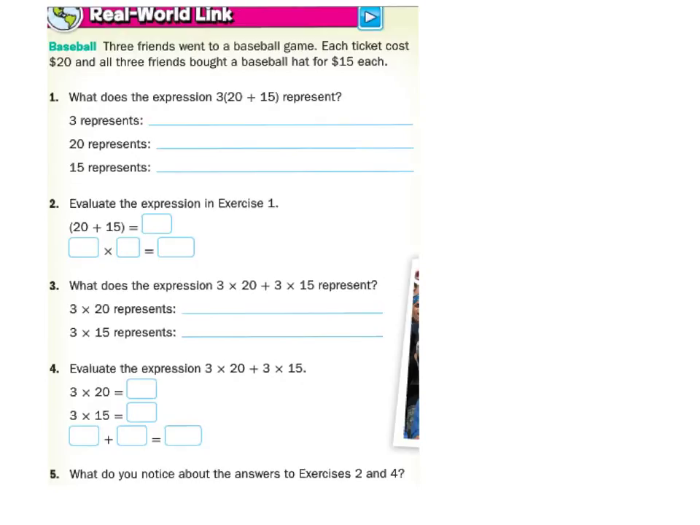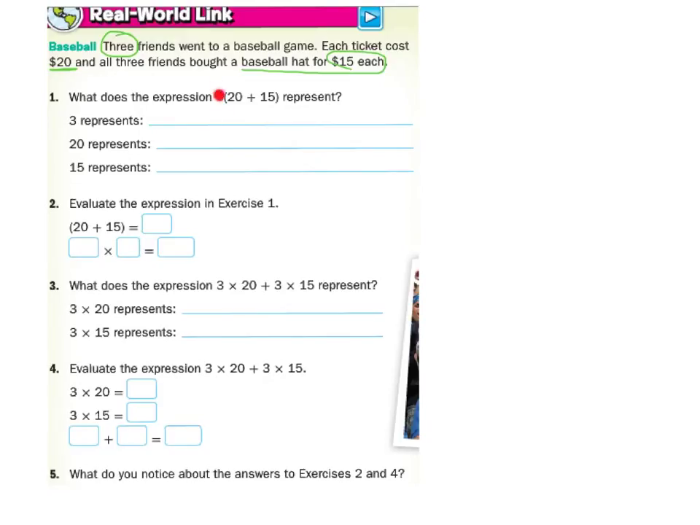All right. Let's go ahead and do the Real World Link together today. They said that three friends, and that should be circled, three friends went to a baseball game. Each ticket cost $20, and all three friends bought a baseball hat for $15 each. So the book has given us an expression, 3 times (20 plus 15), and we are going to write down what each of those pieces represent.